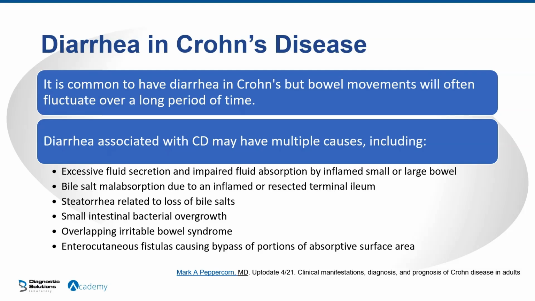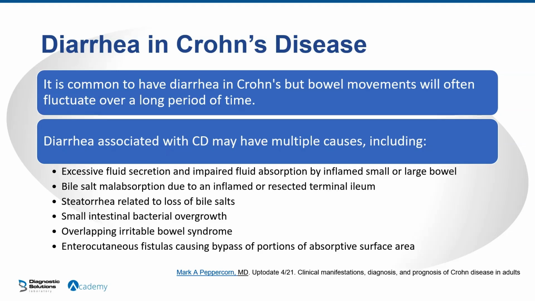Diarrhea is common in Crohn's, but bowel movements will often fluctuate over a longer period of time. Diarrhea is associated with Crohn's disease and has the potential to have quite a few underlying causes. One is excessive fluid secretion that is impaired by fluid absorption by inflamed small or large bowel tissue. Bile salt malabsorption is common with these patients, where the small bowel, because of where their disease is, doesn't resorb those bile acids or bile salts, and that leads to diarrhea. You will often see steatorrhea secondary to that bile salt lack of reabsorption. Small intestinal bacterial overgrowth is common, and it's not unusual to see an overlapping IBS within these IBD patients.